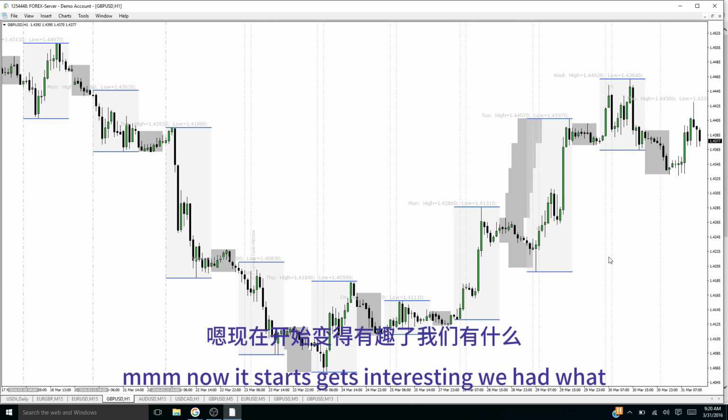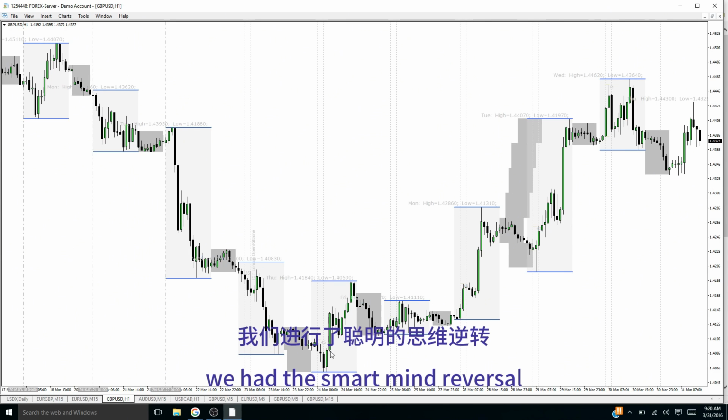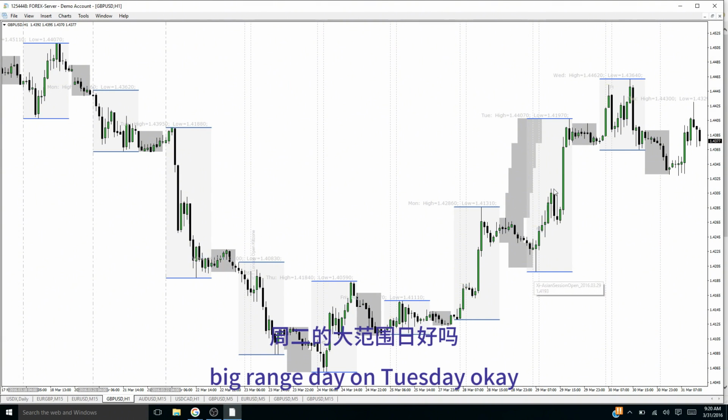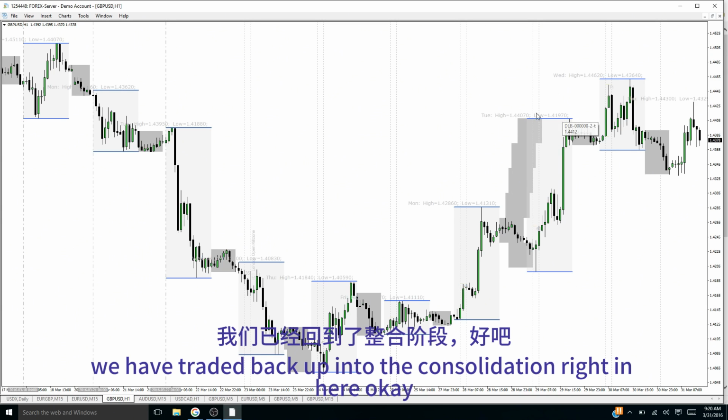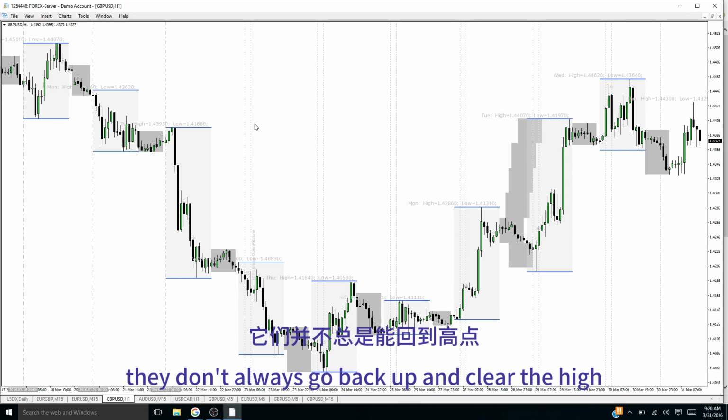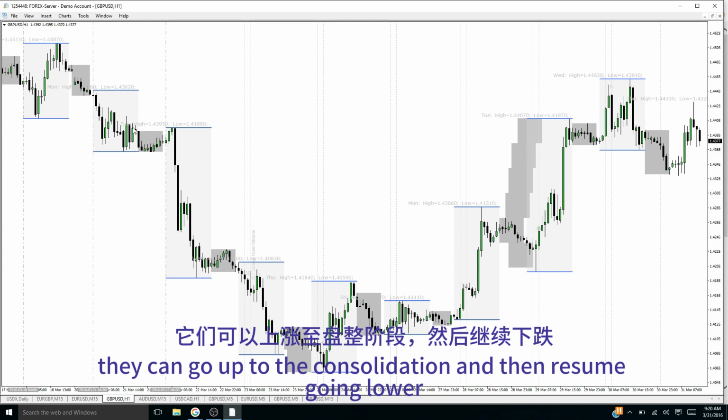Now it starts to get interesting. We had the smart money reversal, low risk buy, reaccumulation, big range day on Tuesday. We have traded back up into the consolidation right in here. Think market maker buy profile. They don't always go back up and clear the high. They can go up to the bottom of the consolidation and then resume going lower.